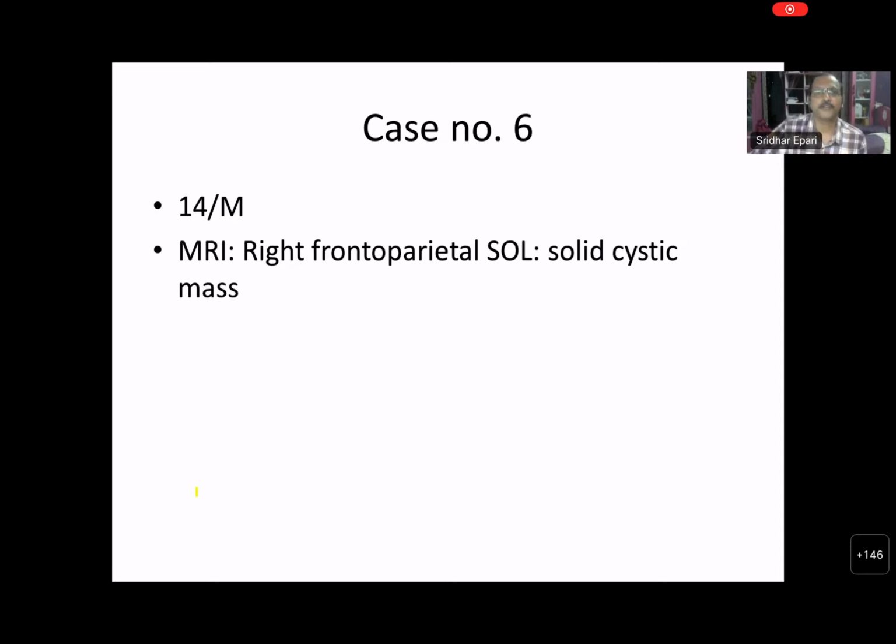Pooja, can you ask the next person to take this case number 6? Yes, sir. Hanan, can you please take the case? We have a 14-year-old male. MRI shows a right frontoparietal space occupying lesion, a solid cystic mass.